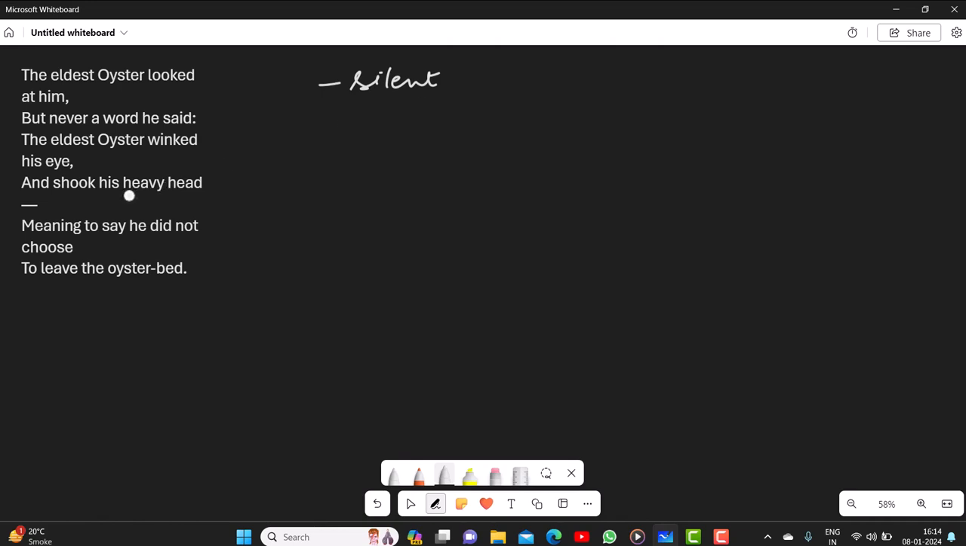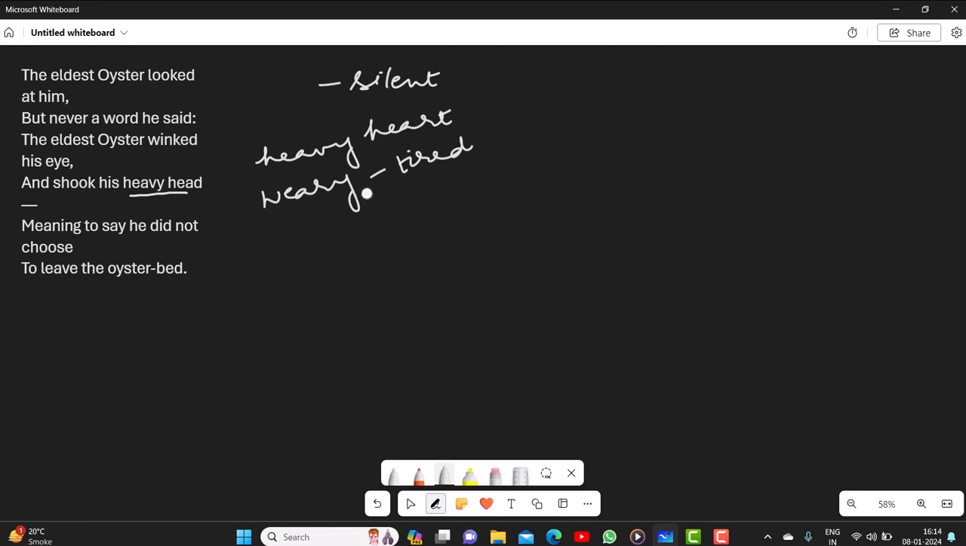If you read these 2 words, heavy head. What do you mean by heavy head? Just as we say with a heavy heart, a heart filled with sadness, she left the place with a heavy heart. So he shook his heavy head. Heavy head could mean that he is sad, shaking his head sadly, or maybe he is just weary. He is tired. So, heavy head could mean these 2 things.